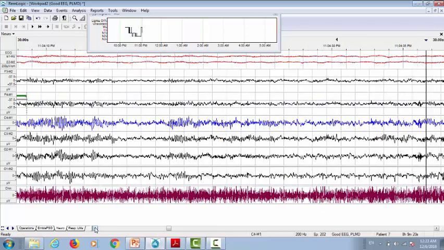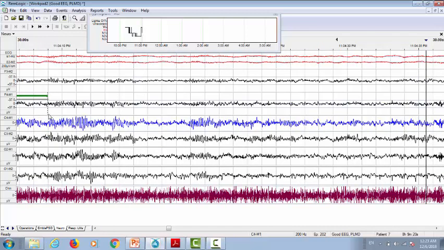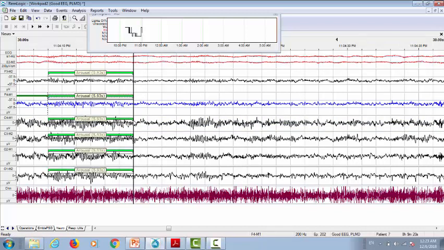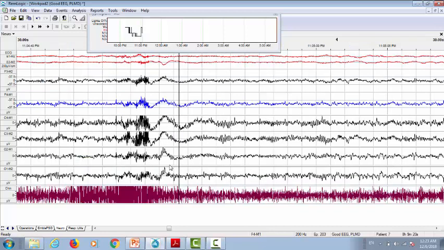And here we started to have an abrupt shift in the EEG frequency for more than 3 seconds. That is preceded by more than 10 seconds of sleep. So this is an arousal event. And the epoch is N1.